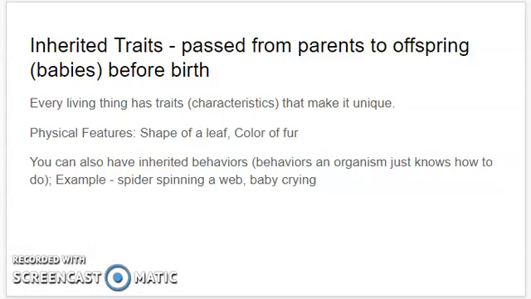There are inherited behaviors, like I said, that are called instincts. So a good example would be a spider spinning a web. When a spider is born, that is something they automatically know how to do. For a human, a baby crying would be a good example of an instinct. In fact, doctors want the babies to cry when they're born so that they can make sure their lungs are working okay.